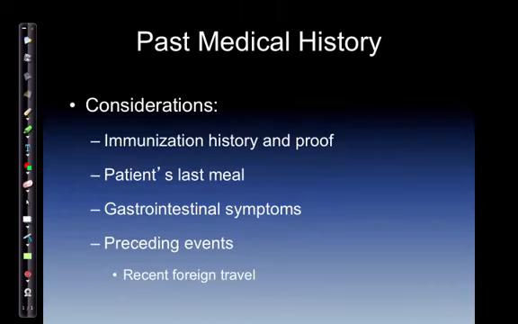Past medical history, when we look at it, consideration should be immunization history and proof, the patient's last meal, signs of any anorexia, gastrointestinal symptoms, nausea and vomiting, and then any type of preceding events. Recent foreign travel would be an example of this.